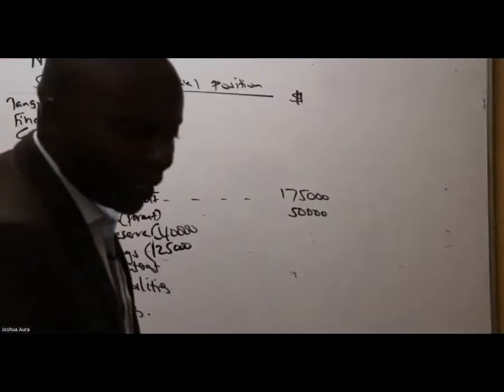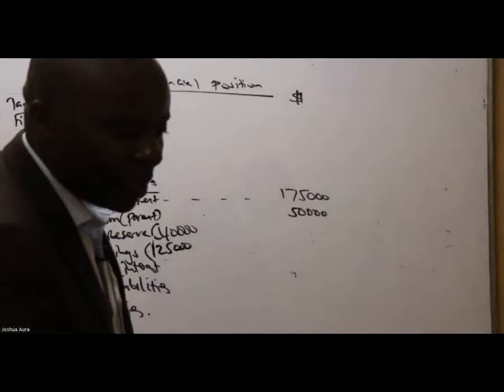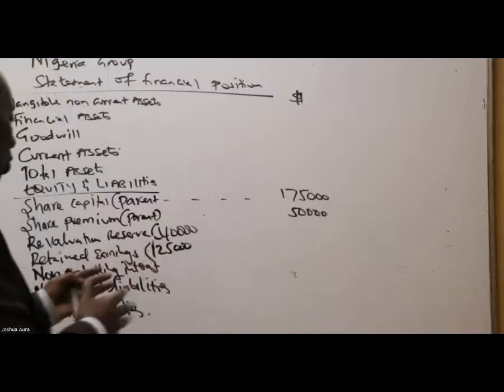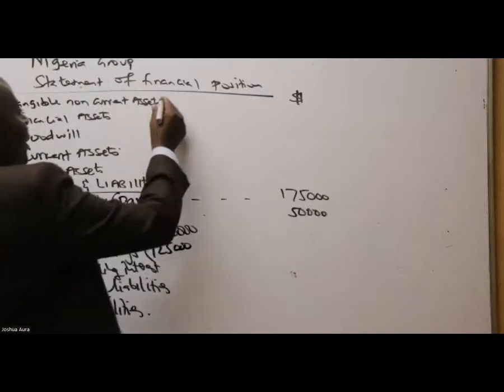So tangible non-current assets, what do we have here for tangible non-current assets? Ladies and gentlemen, I can see Nigeria as 218,000 and Lagos as 100,000. So please come and combine the two. So 218,000 plus 100,000, because consolidation is all about adding.